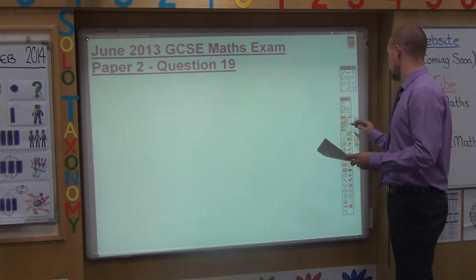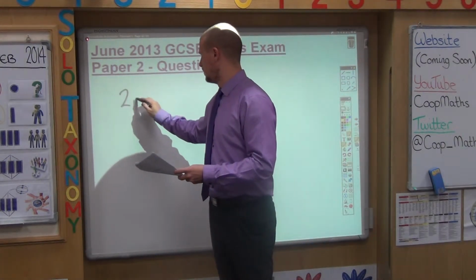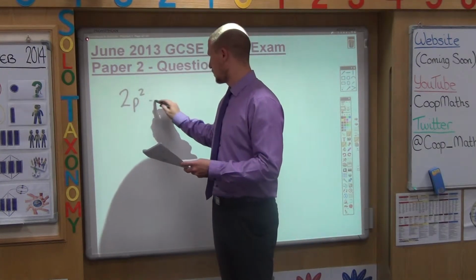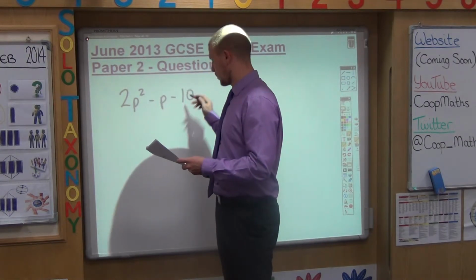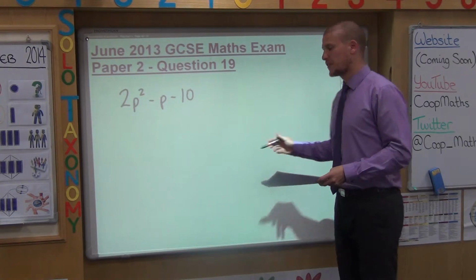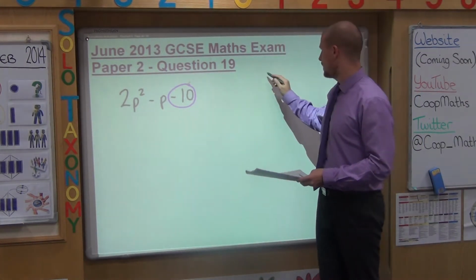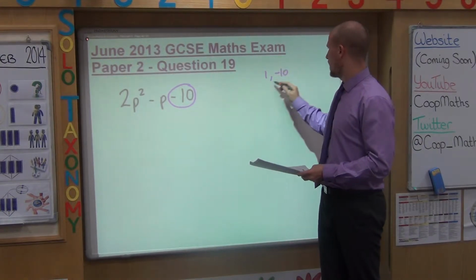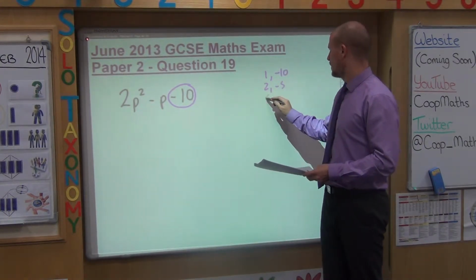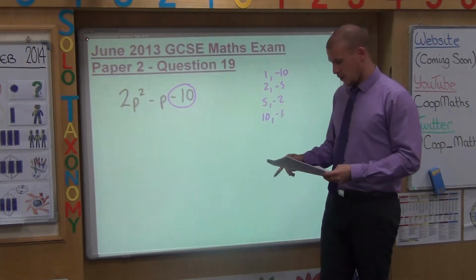And lastly, factorise 2p squared, take away p, take away 10. Okay, now with a trinomial like this, what you do is you list all the factors of the last number. In this case, you have 1 and minus 10, 2 and minus 5, 5 and minus 2, and 10 and minus 1.